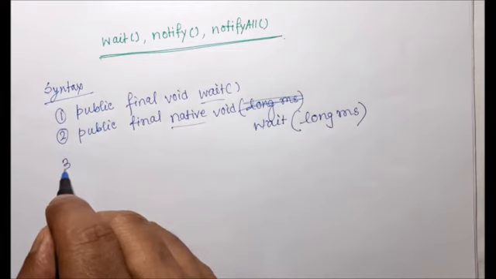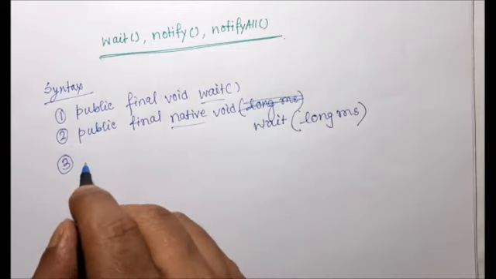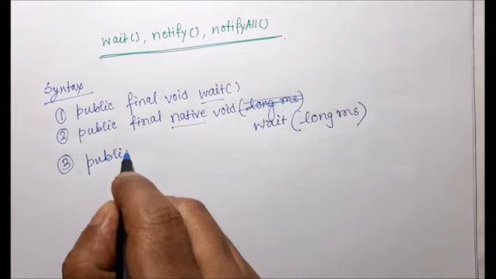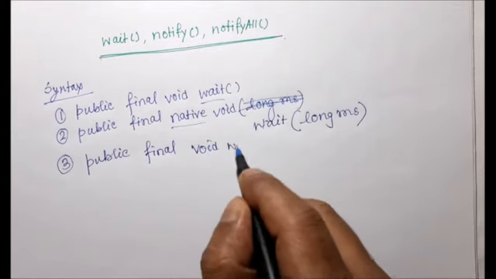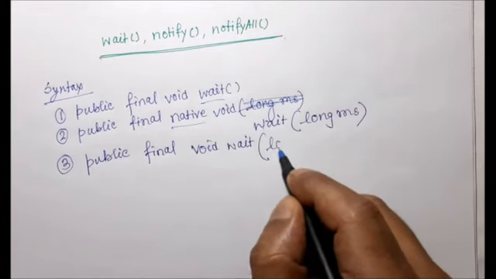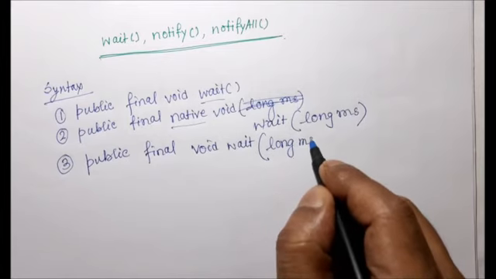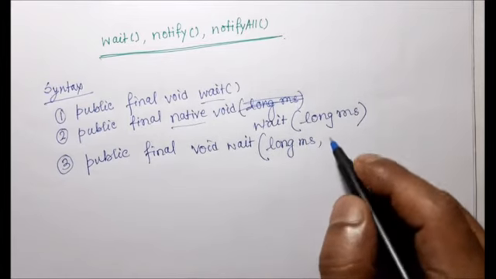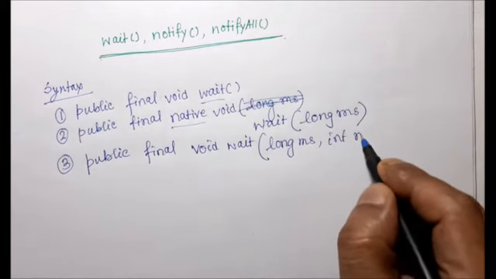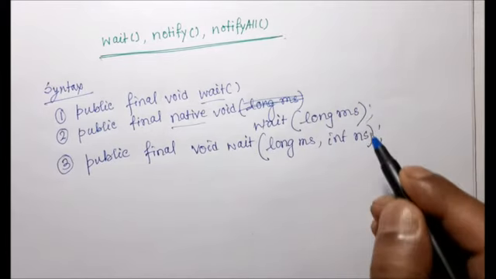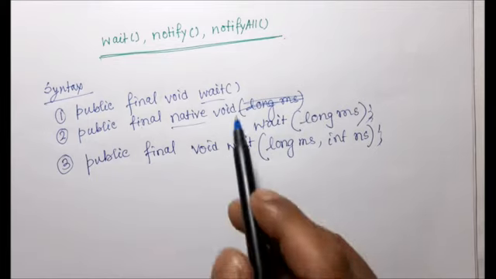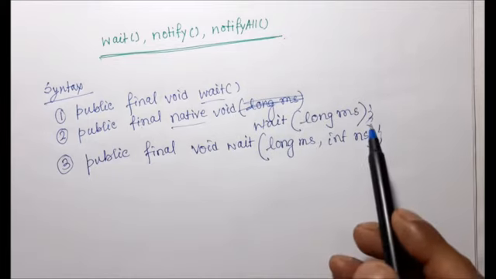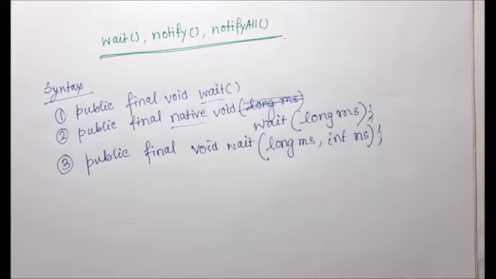And we have another wait method, that is public final void wait(long millisecond), where one argument is long millisecond and the other argument is int nanosecond. So we have three methods. That means the wait method is overloaded. We have a no-argument wait method, a one-argument wait method, and a two-argument wait method.